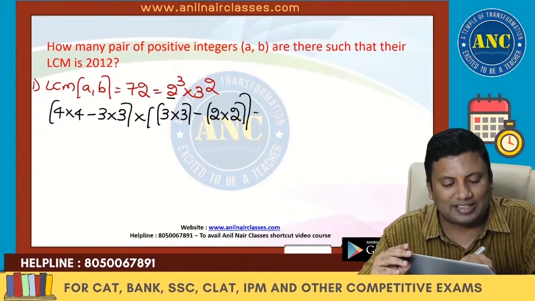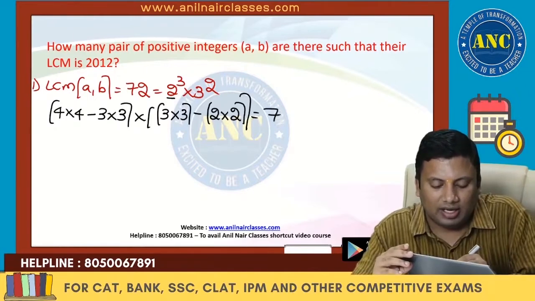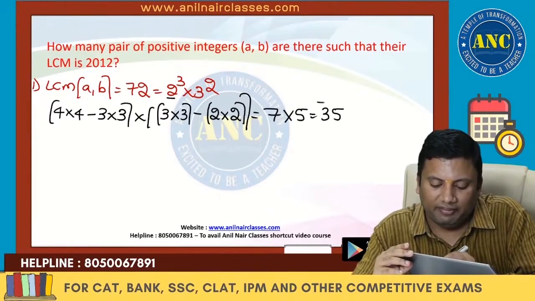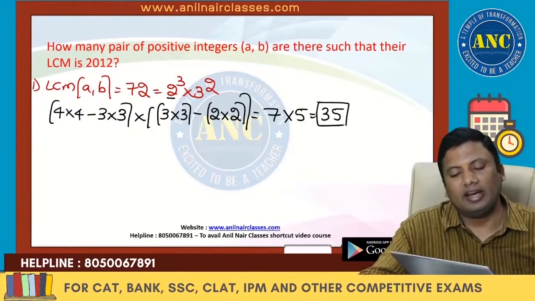I hope you see in a single step how you are getting this. 16 minus 9 is 7. 9 minus 4 is 5. 35 pairs it will take.